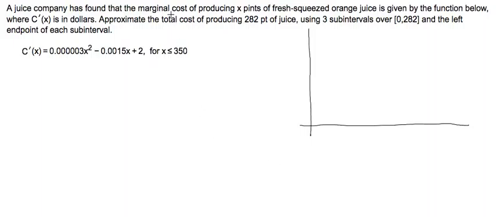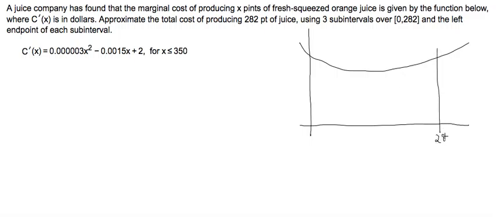Problem: a juice company has found that the marginal cost of producing x pints of fresh squeezed orange juice is given by this function right here. So we're going to approximate the total cost of producing 282 pints of juice using 3 subintervals over the interval from 0 to 282. I don't know exactly what the graph of this quadratic looks like. I'm just going to estimate that maybe it's like that. That's probably not right, but it doesn't really matter.